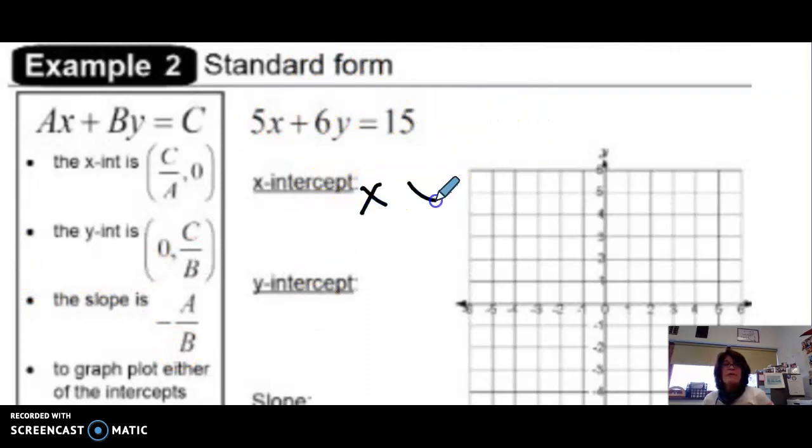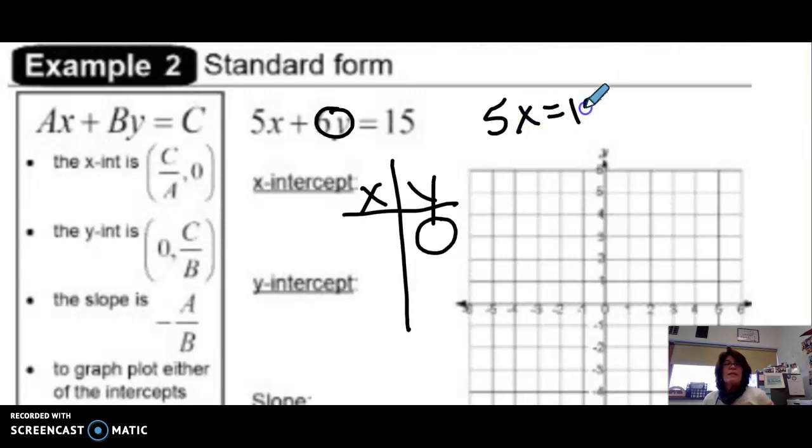I make a little xy chart. I put 0 in for y. 6 times 0 is 0. So that gives me 5x equals 15. So that would mean that x would be 3. When y is 0, x is 3.